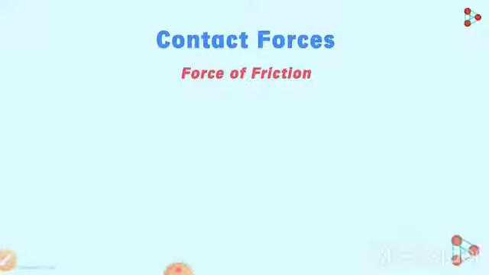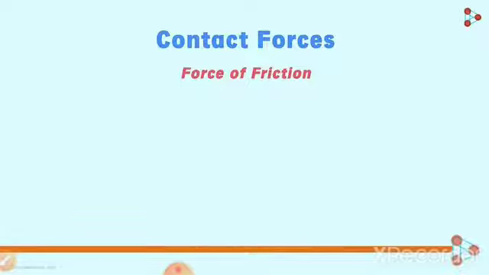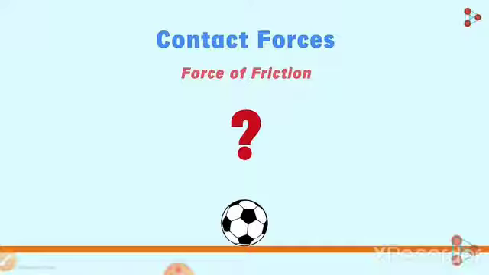Another contact force is the force of friction. The force of friction is also a contact force, but it is different from the muscular force. For example, while we are rolling a ball, gradually after some time the ball stops. Why? Because the ground, the surface, is applying force from the opposite direction, and that force is called the force of friction. So force of friction is an opposite force that comes into play when one object is moving on the surface of another. There is contact between the ground and the ball.